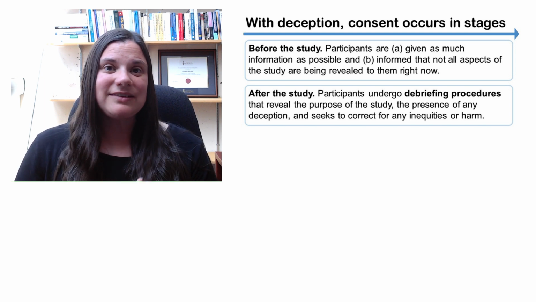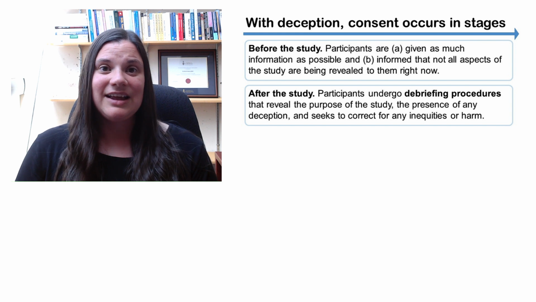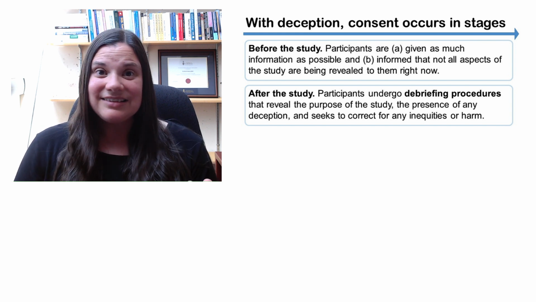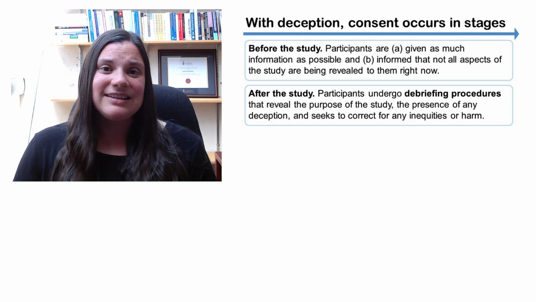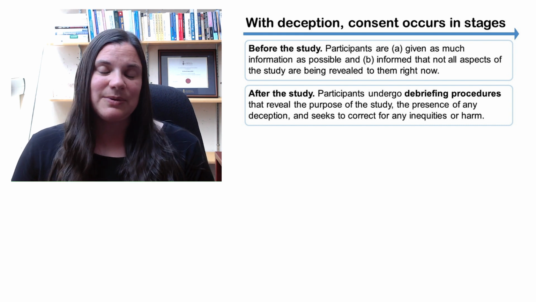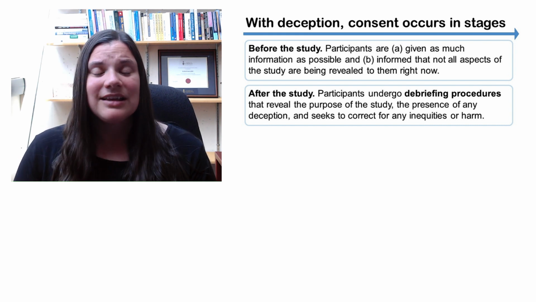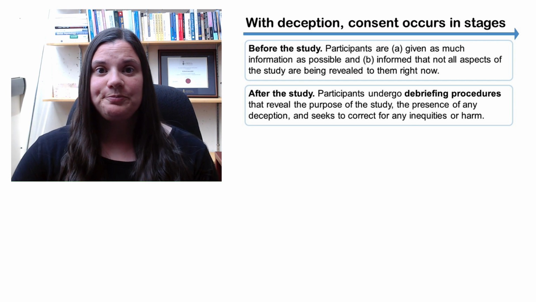Debriefing also involves minimizing any harms that might have occurred. So if you are doing some kind of vaccine efficacy study and you discover that the vaccine is effective, at the end of the study, you would then offer the participants in the control condition access to that effective vaccine.